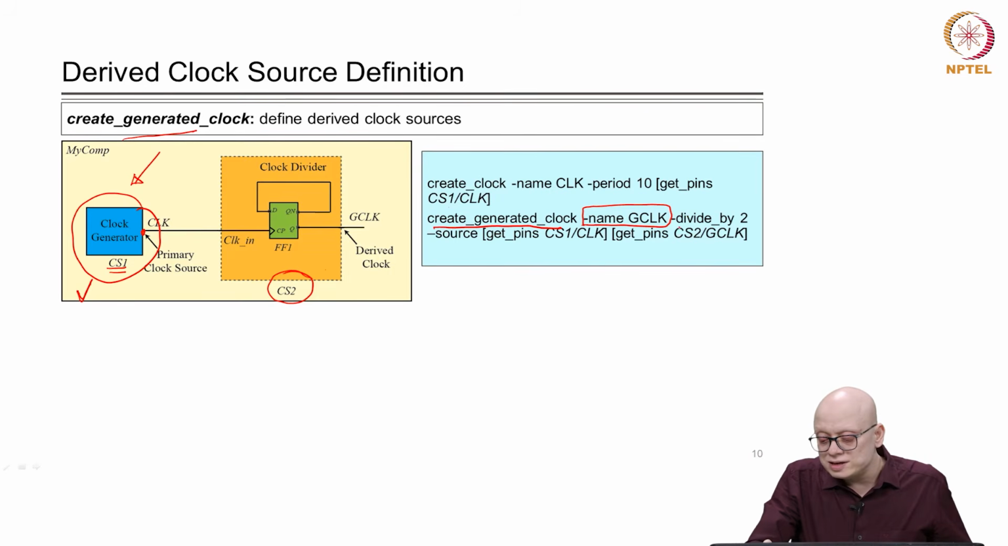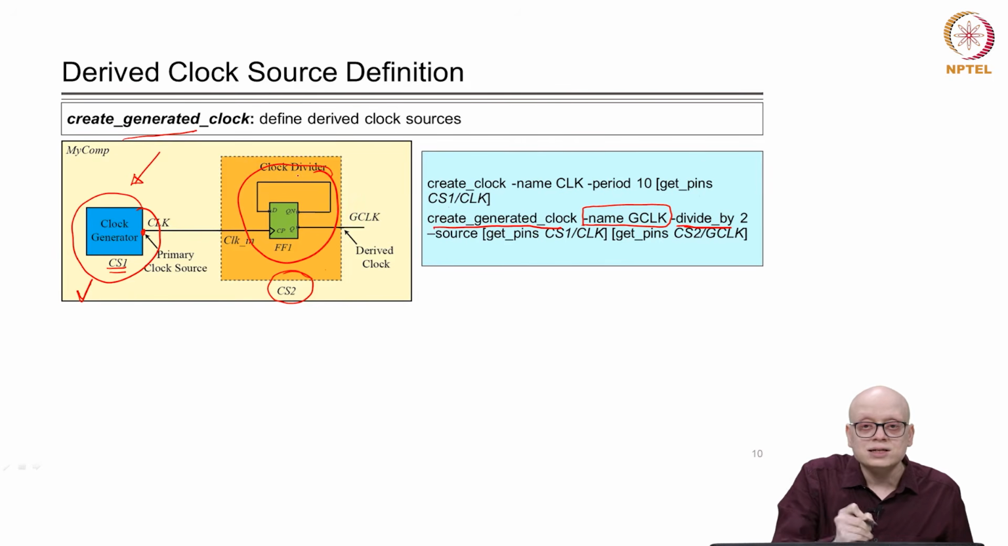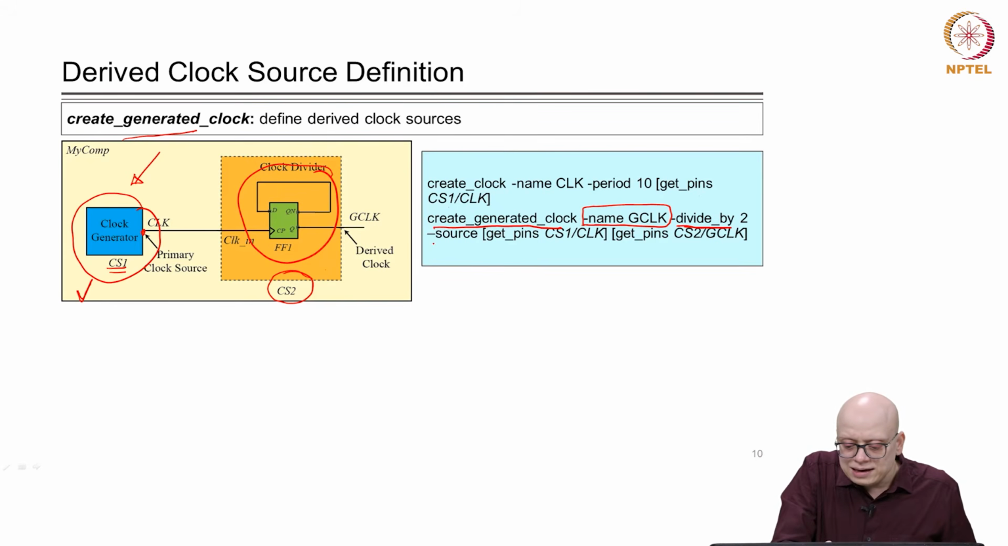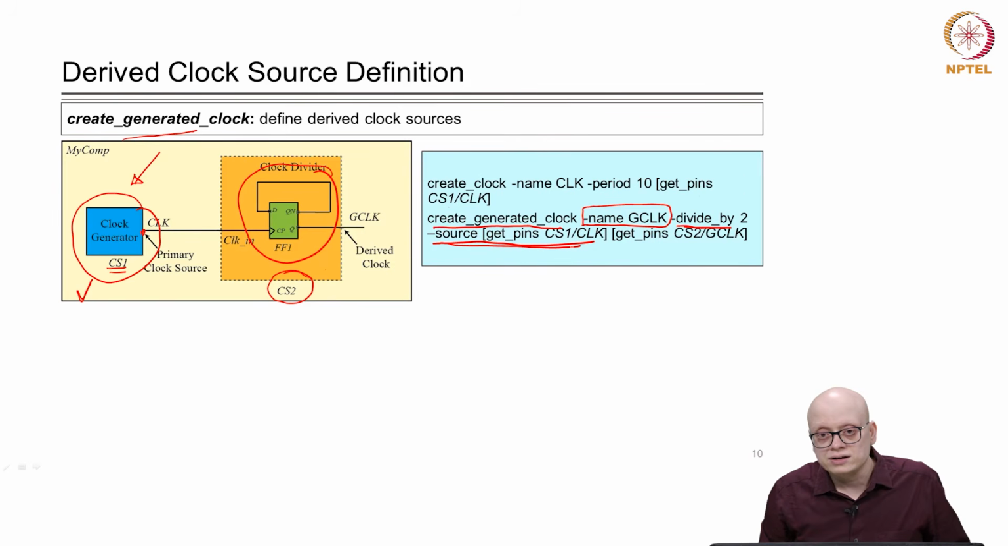So, the relationship is divide by 2, right. So, we saw that this is a clock divider circuit. If the clock frequency is say 10 megahertz for CLK, then the clock frequency of GCLK will be 5 megahertz, it will be divided by 2. Then we define what is the source of this clock generator, meaning from where it will derive the characteristics of the derived clock.